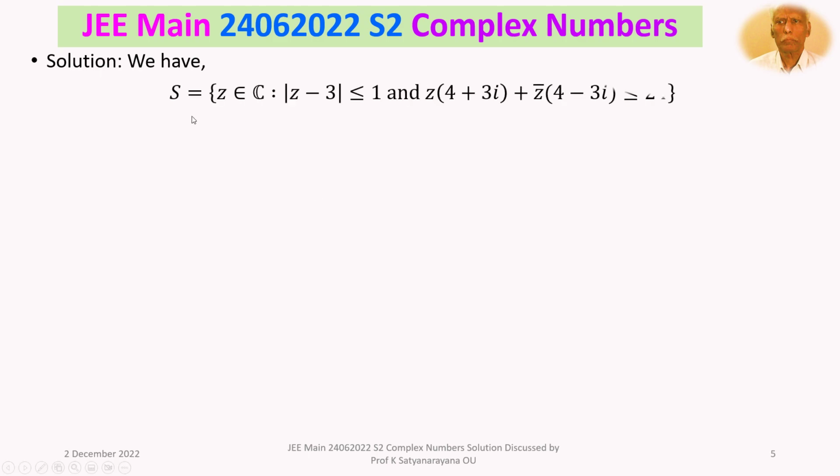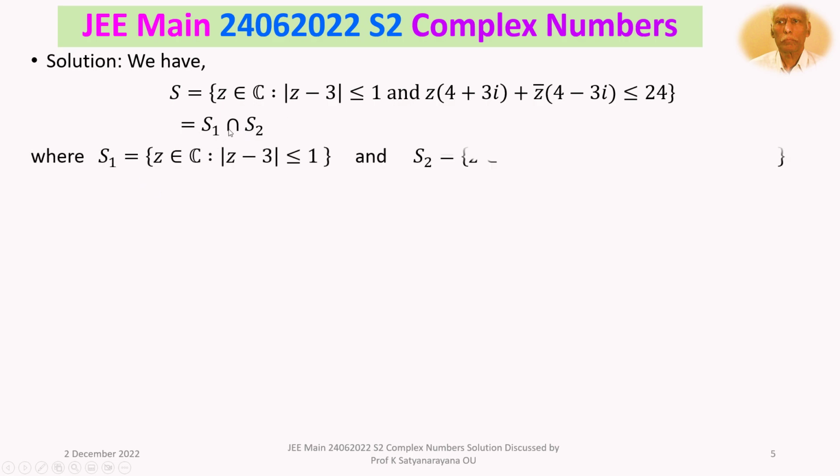We have S as that given set. Now S is written as S equals S1 intersection S2, where S1 is the set of all those complex numbers Z such that modulus of Z minus 3 is less than or equal to 1. And the second set S2 is the set of all those Z belongs to C such that Z multiplied by (4 plus 3i) plus Z bar multiplied by (4 minus 3i) is less than or equal to 24.